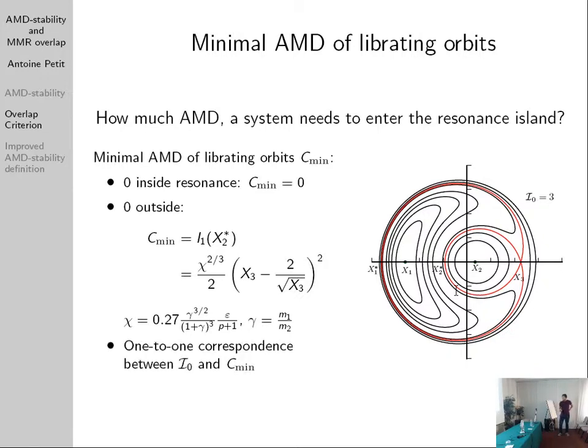resonance. So we have a one-to-one correspondence between I0 and the minimal AMD if the AMD is bigger than 0. And if it is 0, we don't care, because every orbit will feel the overlap, the chaos induced by the overlap.